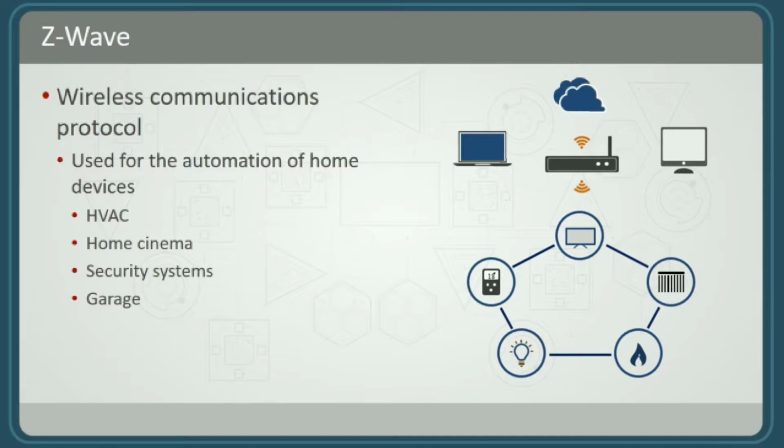And the first example is known as Z-Wave. This is a wireless communications protocol typically used for the automation of home devices. So your heating, ventilation, and air conditioning, home cinema or entertainment systems, your security system, a garage door opener, a propane fireplace or an electric fireplace, and along those lines. Anything that really can be controlled with an electronic chip can communicate with any other device with an electronic chip using a protocol such as Z-Wave. So again, many of the home automation systems implement this protocol.